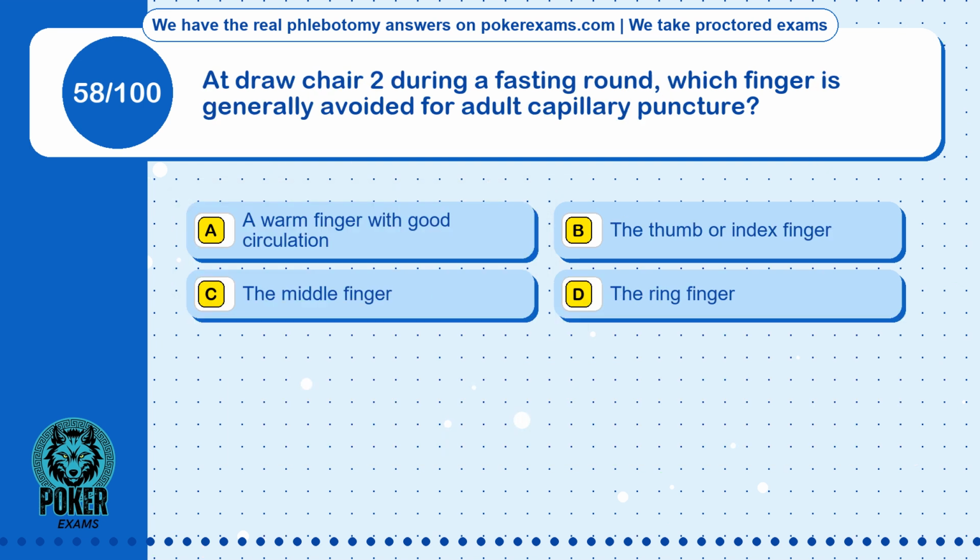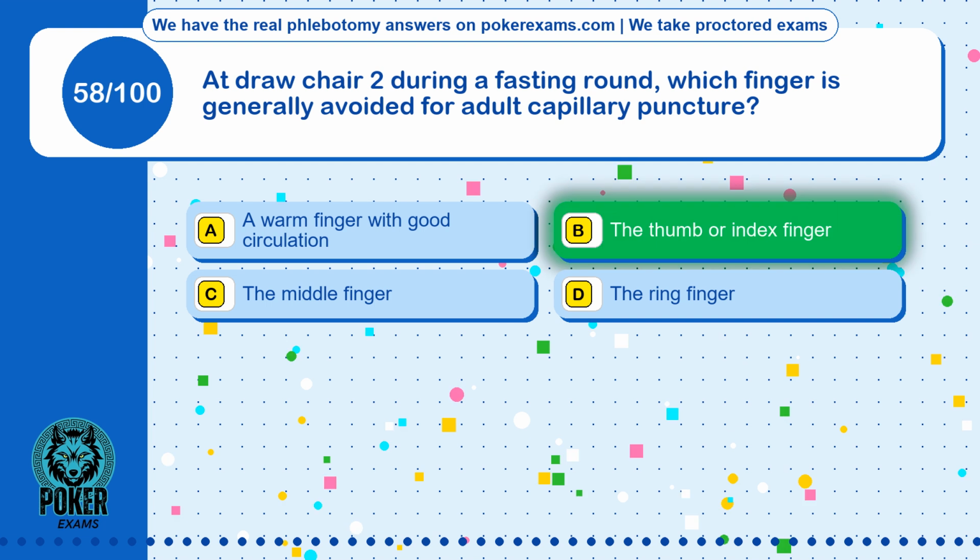Question 58. At draw chair 2 during a fasting round, which finger is generally avoided for adult capillary puncture? Option A. A warm finger with good circulation. Option B. The thumb or index finger. Option C. The middle finger. Option D. The ring finger.